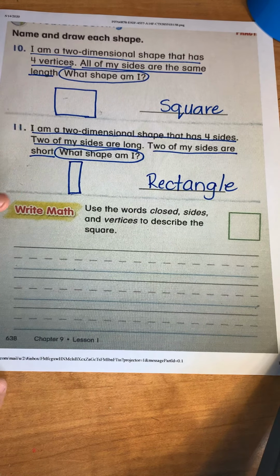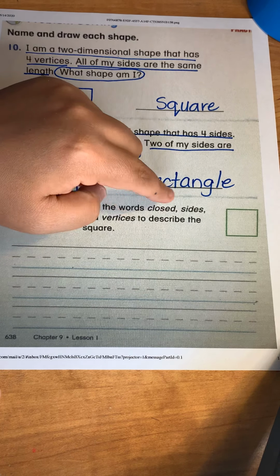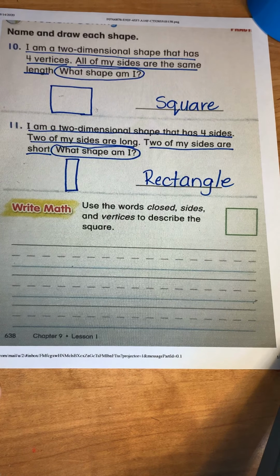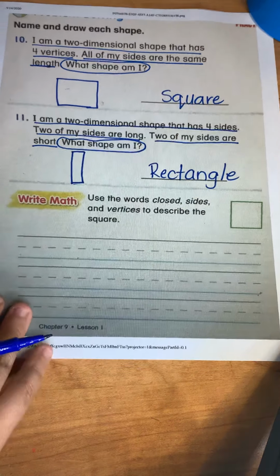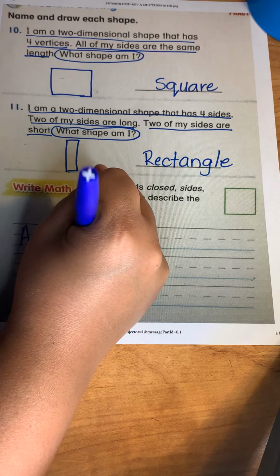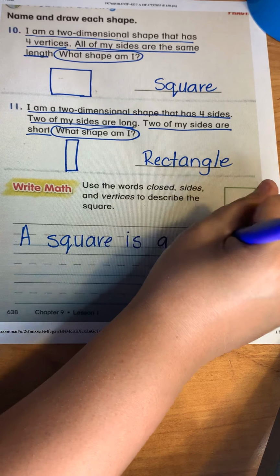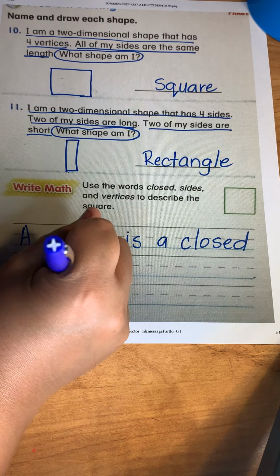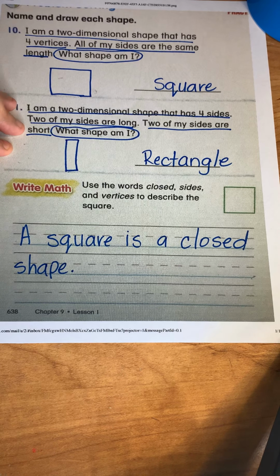All right. Now let's write a little bit about math. So it says, use the words closed, sides, and vertices to describe a square. So what can we say about the square? Well, by looking at the square, we know that this is a closed shape. So we can start off by saying a square is a closed shape.